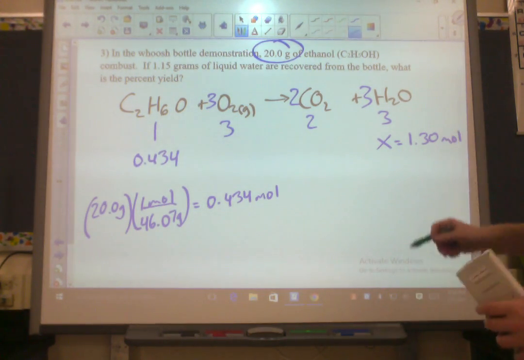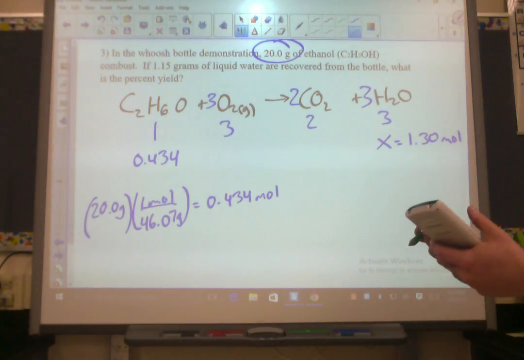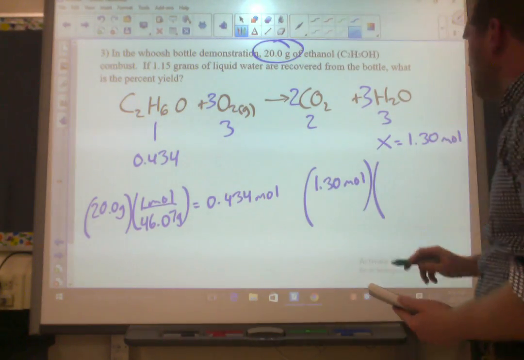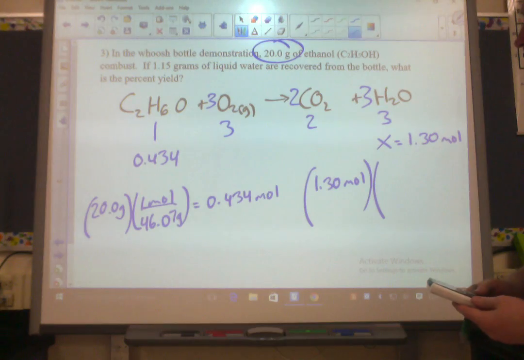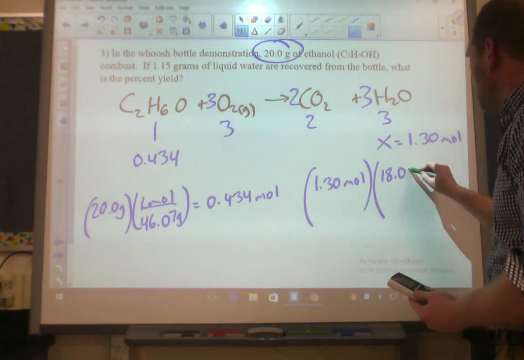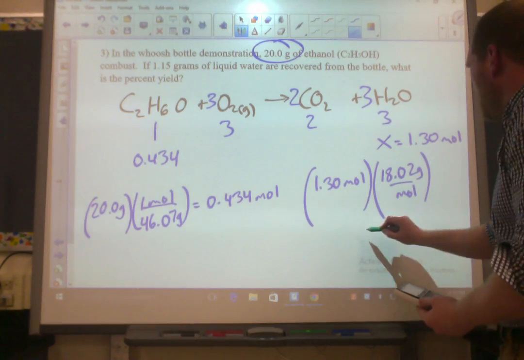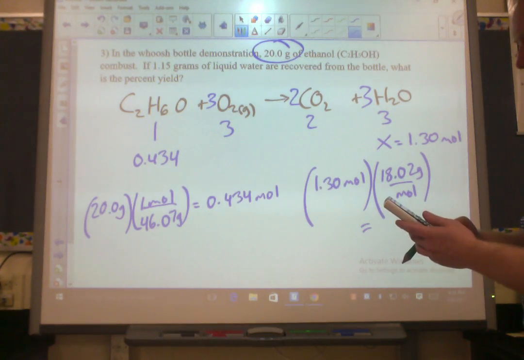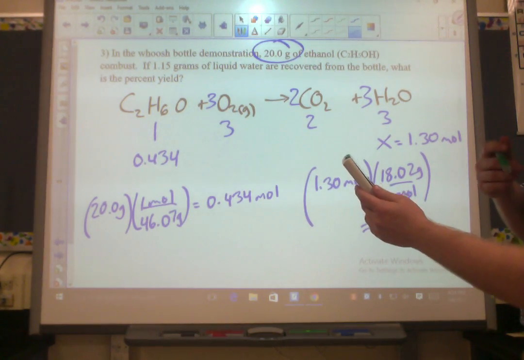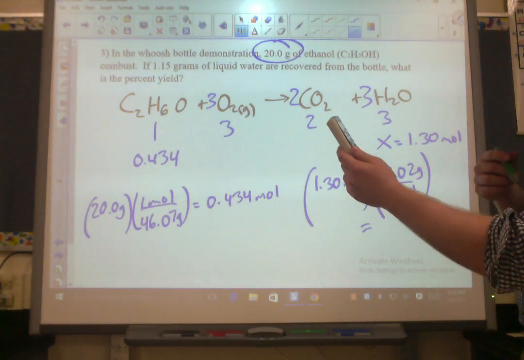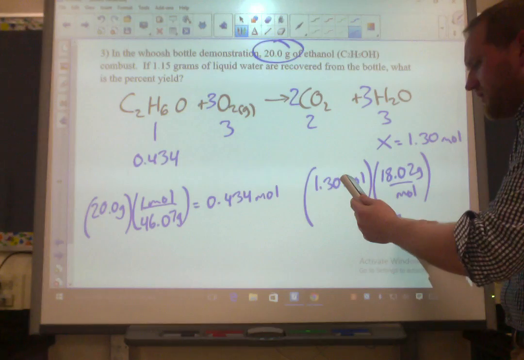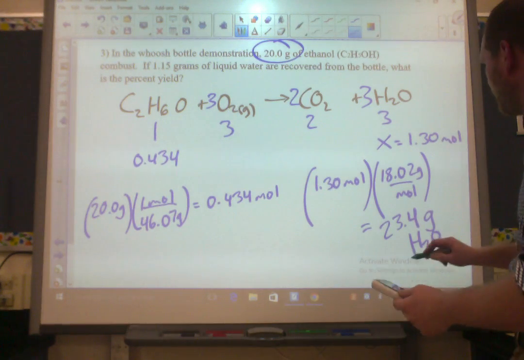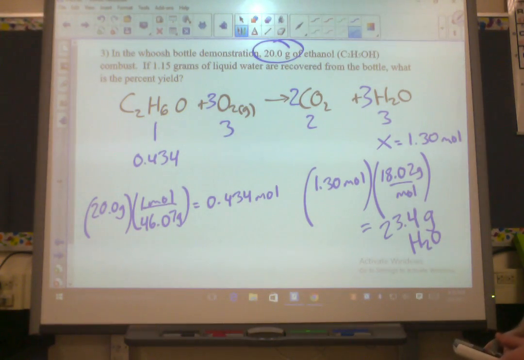So I need to convert the moles of water into grams of water to see my theoretical yield of water in mass. So 1.30 moles times the molar mass of water, which again I've had memorized, 18.02 grams per mole. And we get 23.43. Let me look at my sig figs, 3 sig figs. So 23.4 grams of H2O.